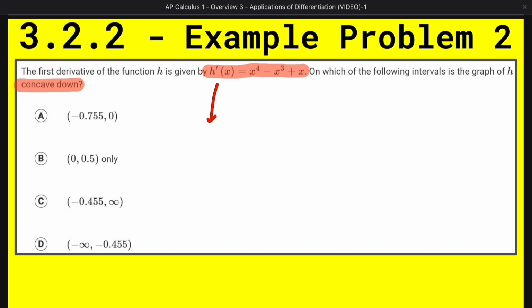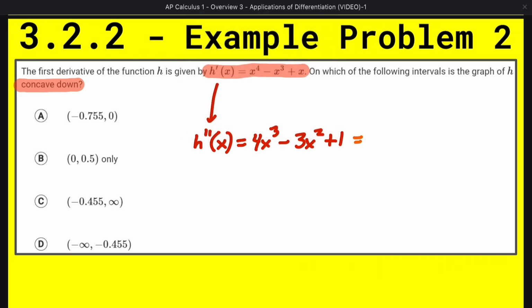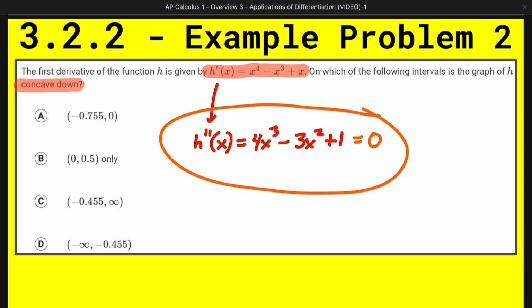This one starts at h prime, so what we're going to do is take the derivative of this real quick using power rule. So you should have 4x to the third minus 3x squared plus 1. Now to find the inflection point, we need to set this second derivative equal to 0 or undefined. It's a polynomial. It's defined everywhere. There's no division by 0 or square roots of a negative or anything like that. So we're just going to solve this right here. But this is going to be really hard to solve algebraically. In fact, it's impossible. So we're actually going to graph this.